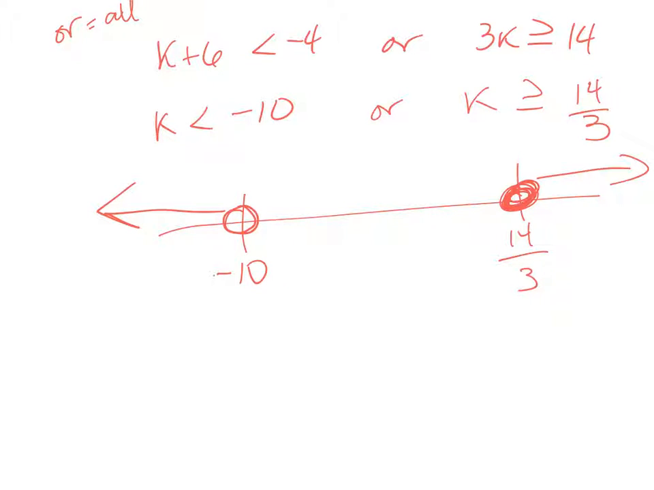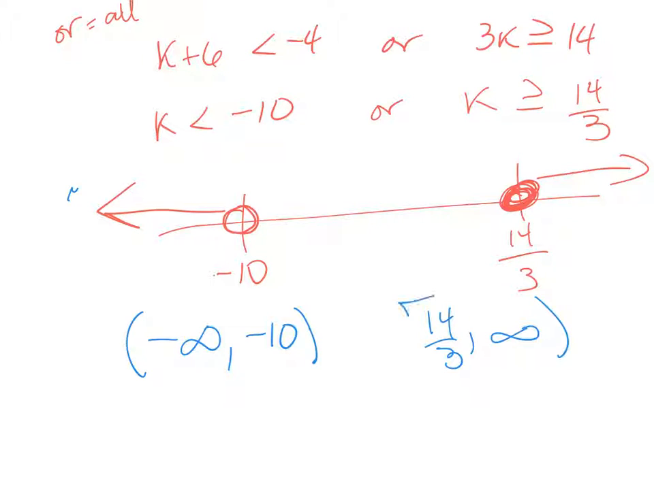Now how do we do interval notation? What number's way over here to the left? -infinity. And it goes to what number? -10. And -infinity has a soft shell. What about the -10? And now what happens? It goes from what? 14/3 to what? Positive infinity, soft shell, hard shell.